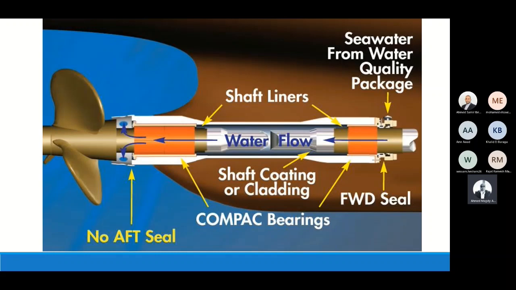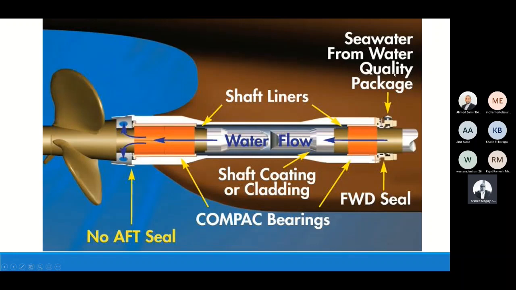Any turning component has to be lubricated, unless it is a very special self-lubricated material, but that is another subject to discuss. So here, the two bearings which we discussed, the forward bearing and the aft bearing, have to be lubricated. One of the lubrication types is seawater lubrication, which is lubricated by the seawater. Here you don't see a seal, there is no aft seal, which means water will go inside.